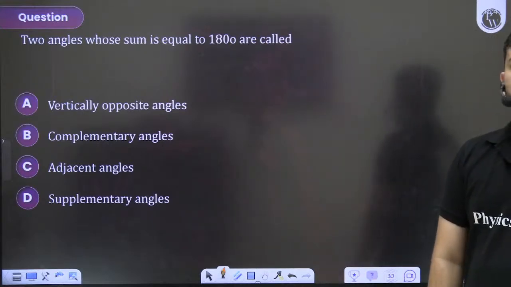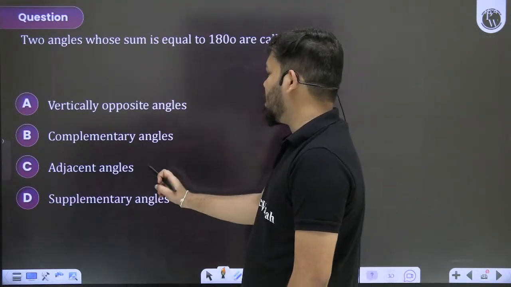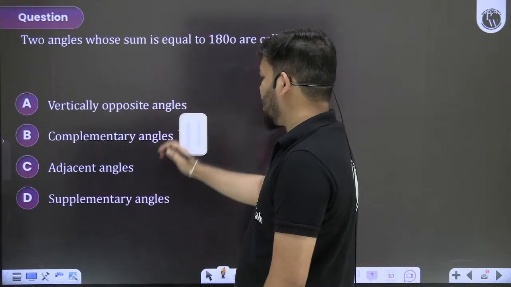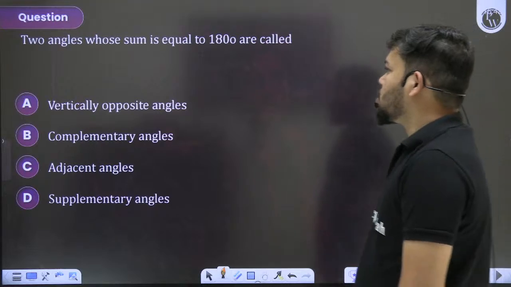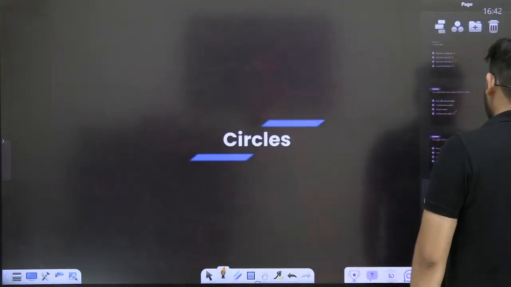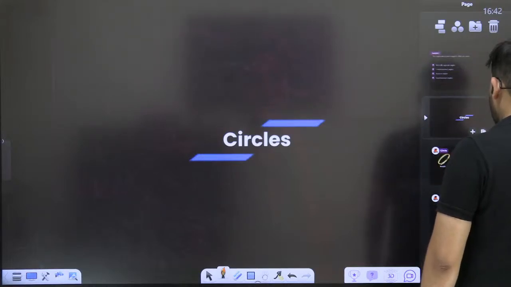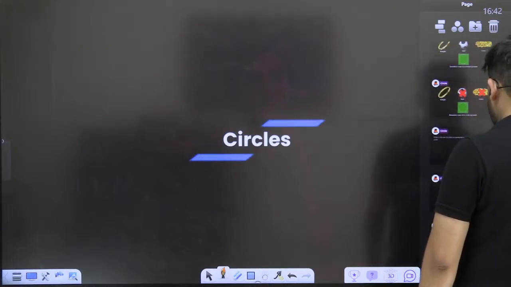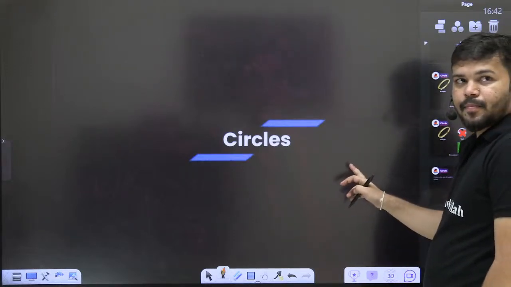If two angles whose sum is equal to 180, then those are nothing but complementary angles. Sorry, supplementary angles. Then option D will be your correct answer for this. And if the two sum is equal to 180, this is the same question. That's it. Yes, A.